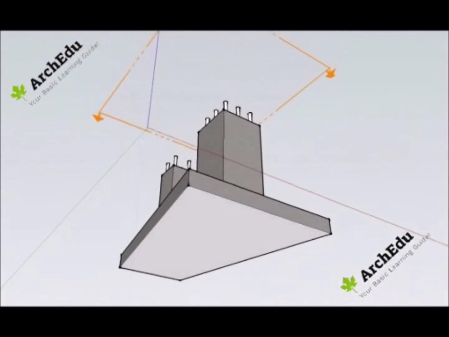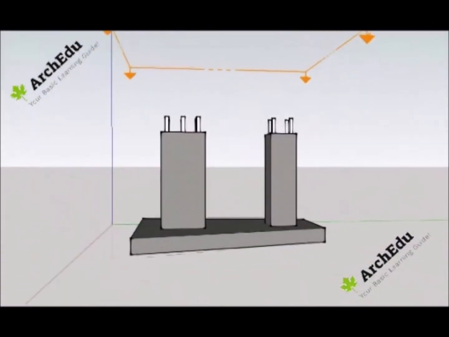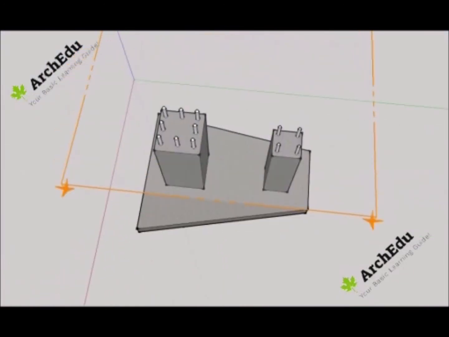These are modified footings which are designed when a specific case arises. Two different columns with one single footing. This is how it will look in elevation and this is how it will look in plan.